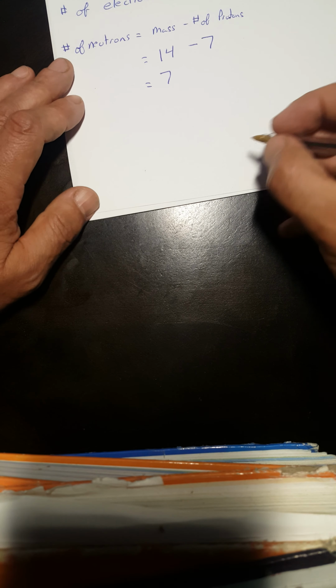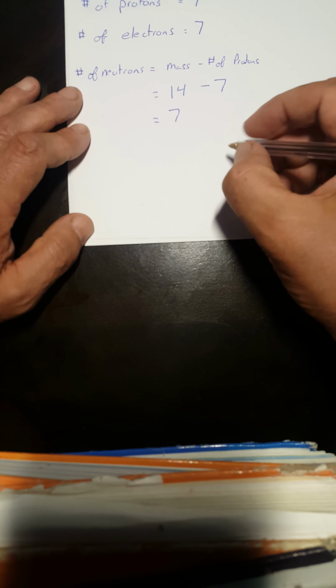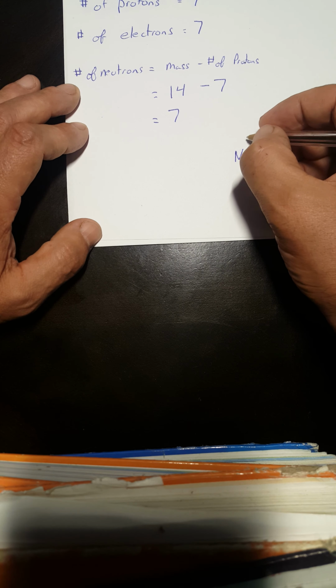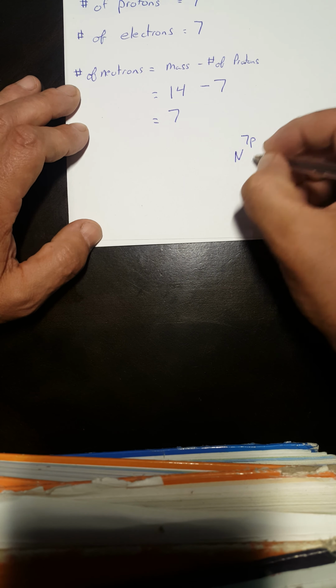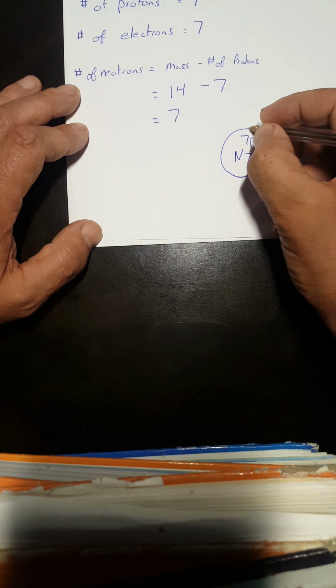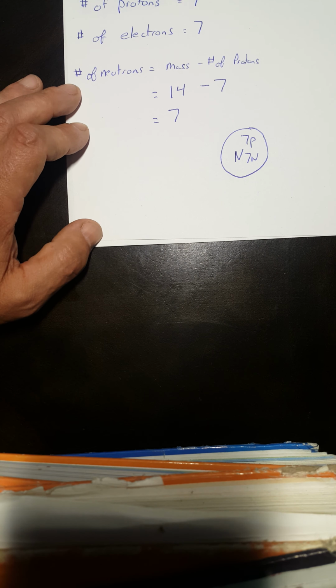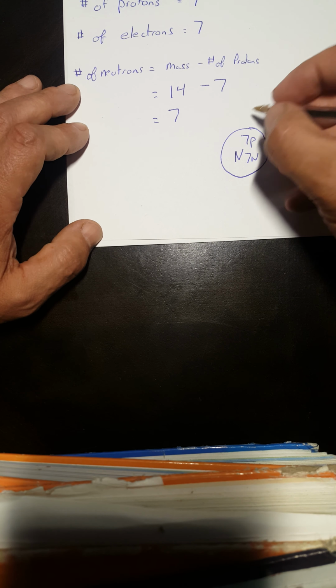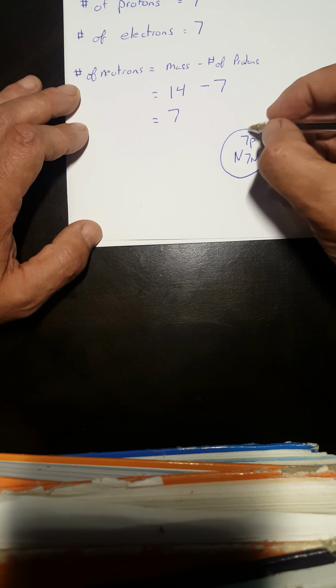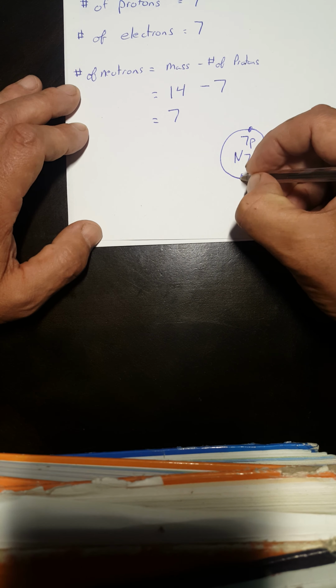In order to draw the Bohr Rutherford model, what you do is you put the symbol in the center, and then you write the number of protons, the number of neutrons, and put a circle around it. The circle represents the first ring of electrons. In the first ring it holds 2 electrons. So if you have more than 2, we're going to put 2 in the first ring.